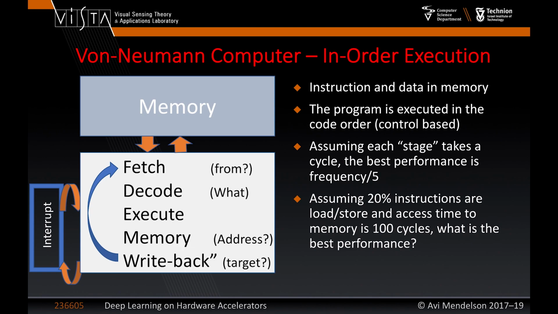We now just need to understand the relation here. So, in this case, we have an IPC of 1/5. And if we assume that 20% of the instructions are load and store, and the access time to the memory is 100 cycles, what will be the new IPC? It is not very trivial. I'll do it very fast.